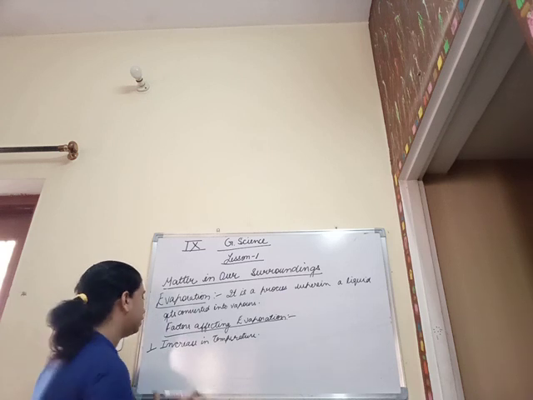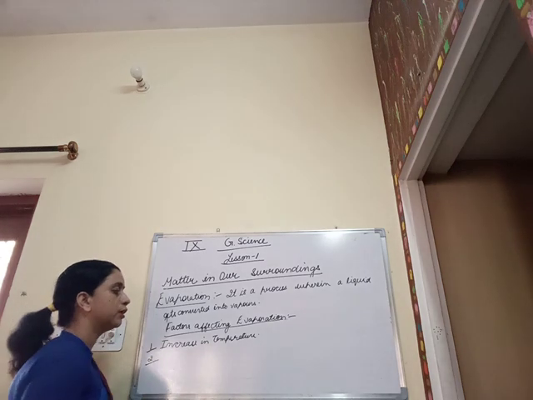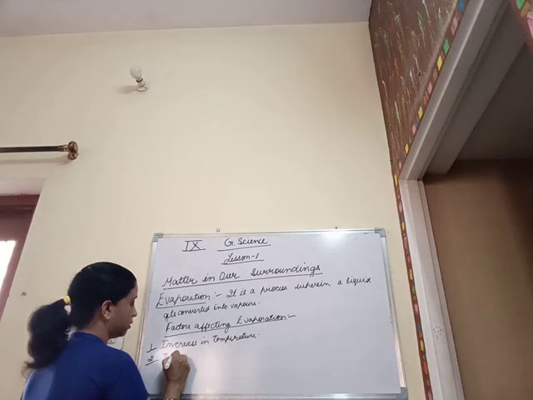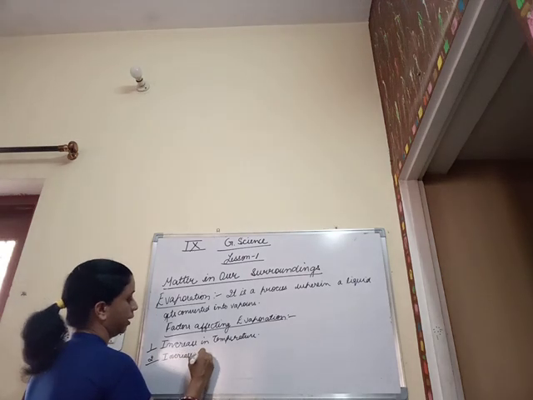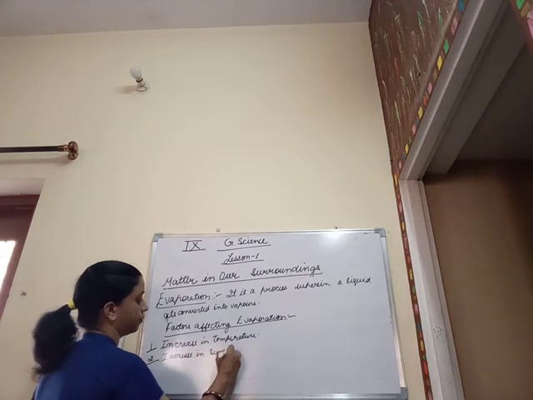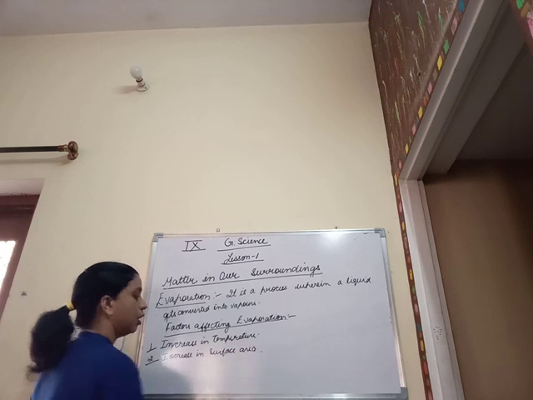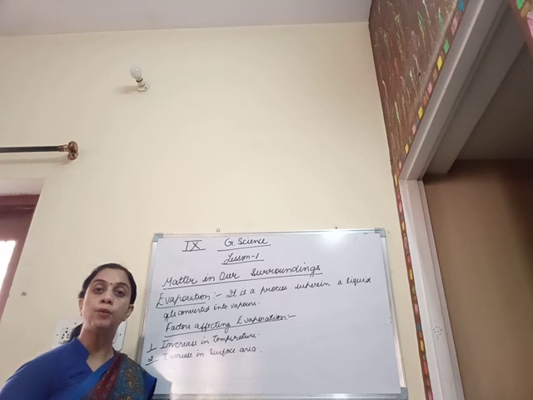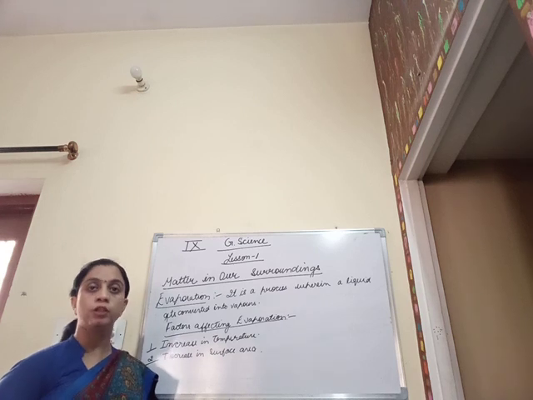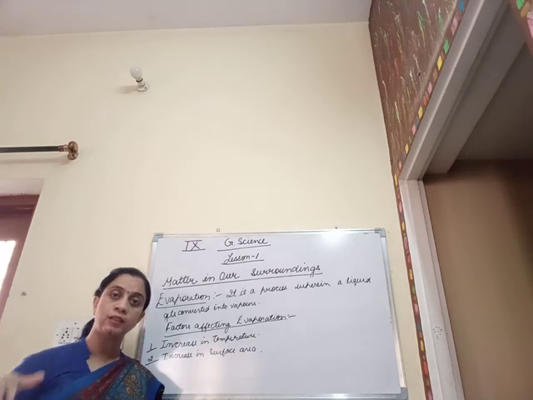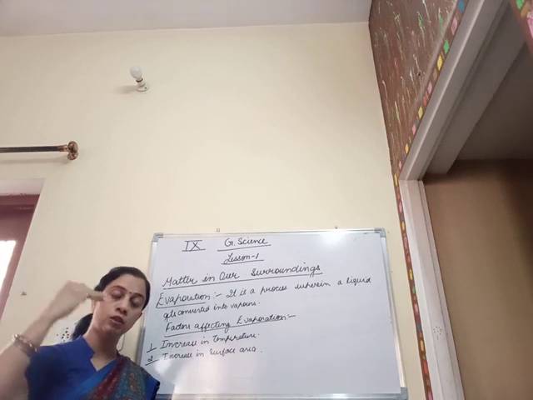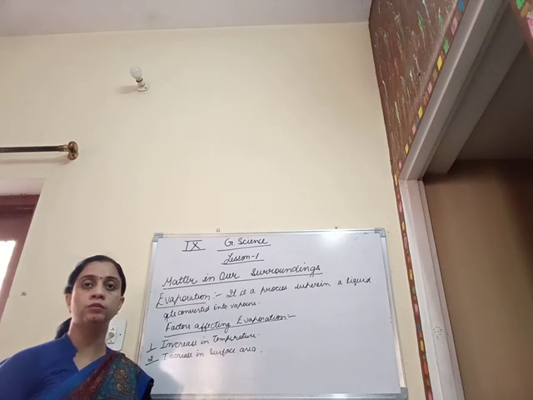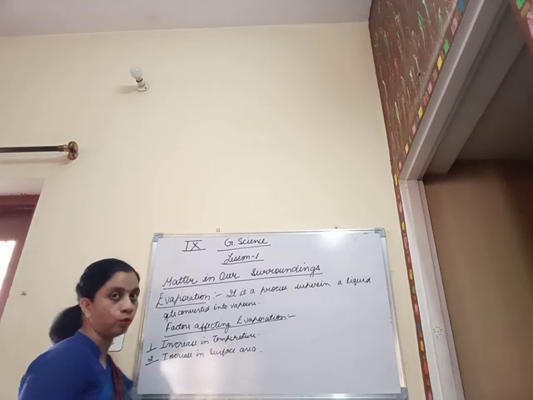Then another factor that affects evaporation is increase in surface area. As we have talked about in this class, I have told you all that evaporation is a surface phenomenon. The more the number of particles that come to the surface, that is they come in close contact with the surroundings, the more is the process of evaporation.